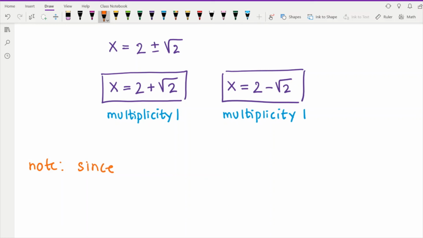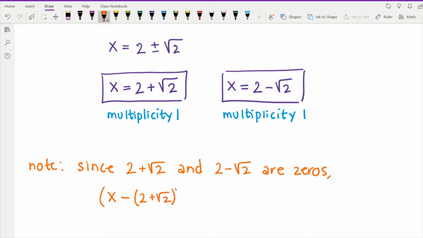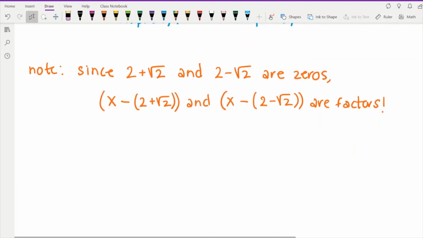So our first zero was 2 plus square root of 2, and our second zero was 2 minus square root of 2. That actually tells us that x minus (2 plus square root of 2) and x minus (2 minus square root of 2) are factors. And I know those look like kind of crazy factors, but let's actually use that to then write out the whole function.